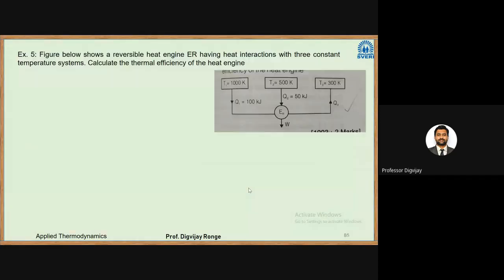Right. So next, the figure below shows a reversible heat engine having heat interaction with three constant temperature systems. Calculate the thermal efficiency of the heat engine. This is for the second law of thermodynamics. Here we have to calculate the thermal efficiency of the heat engine, but there are some unknown terms here. The unknown terms are Q3 and W. So first we have to calculate those, and afterwards you can calculate the efficiency of the engine.